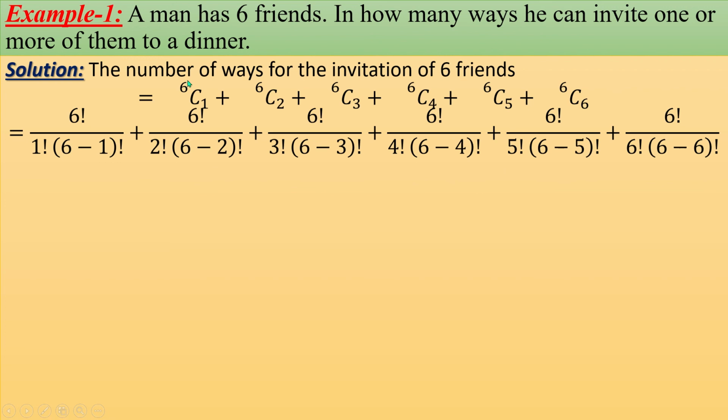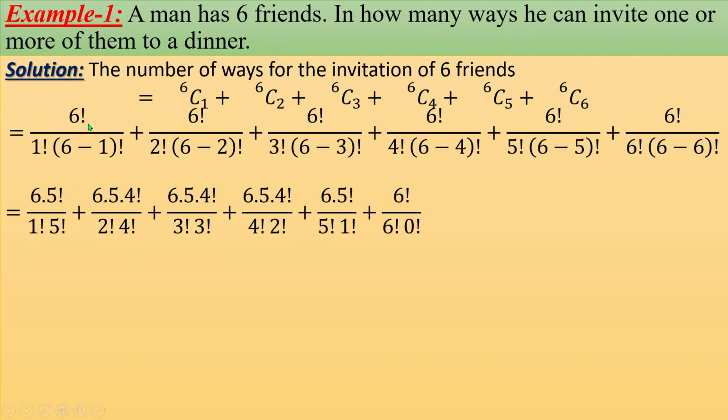By applying the formula, we can write 6 factorial divided by 1 factorial into 6 minus 1 factorial. Similarly, other parts will be the same. 6 factorial equals 6 into 5 factorial, because after calculating the denominator, here will be 1 factorial into 5 factorial. As a result, 6 factorial equals 6 into 5 factorial. Here will be 4 factorial, so 6 factorial equals 6 into 5 into 4 factorial. Here 3 factorial into 3 factorial, and others will be like this. Now 5 factorial cut, here will be 6.